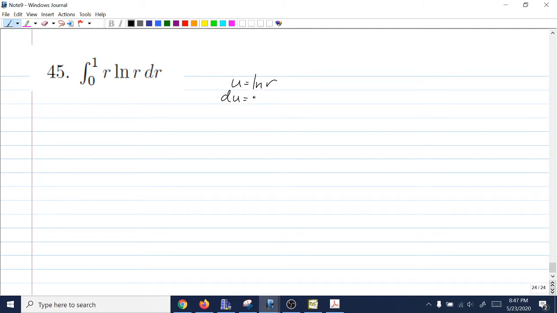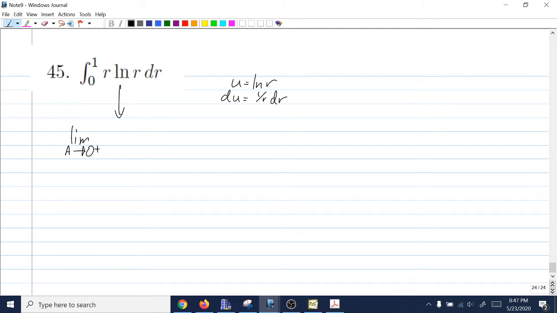Integrating r log r. This likes parts. I want u to be natural log r. Du is derivative of that is 1 over r dr. Oh, actually, the whole point of the problem is not about parts. I need to rewrite this. This is the limit as a goes to 0 from the right. Log has a pole at 0. This is undefined at 0.